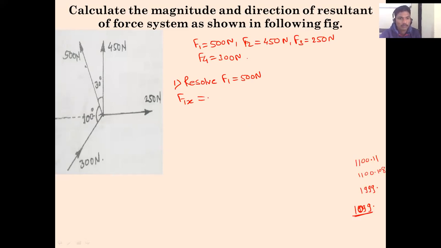Resolve F1. What will be the X component, positive or negative? Negative. What will be the angle here? Should I take the sine function or cosine? Which function do we have to take here? Sine 30. Sine, sir. Still some students are getting confused.